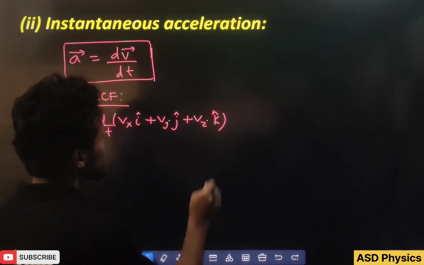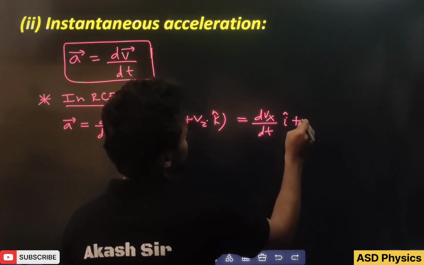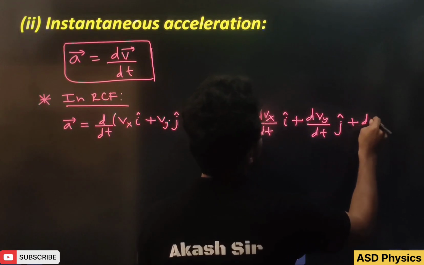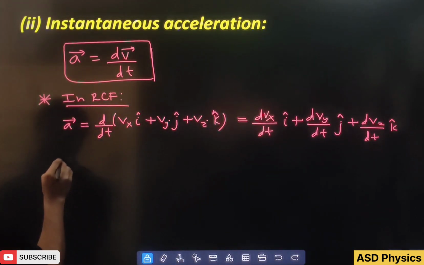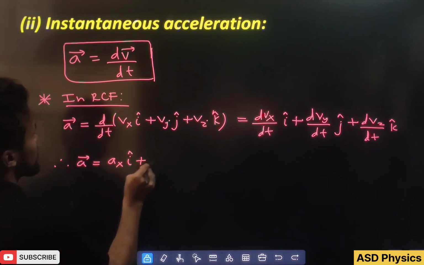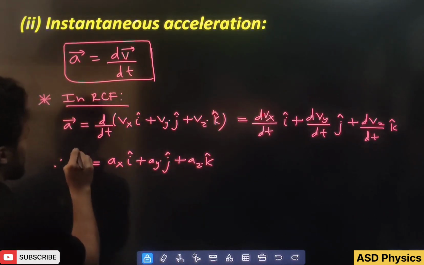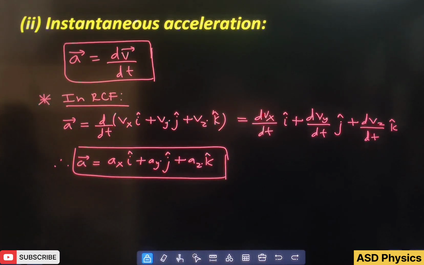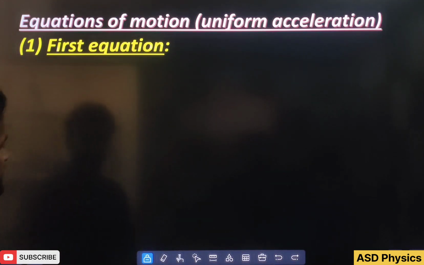Now again, let's simplify this. So what will this become here? dVx by dt i cap plus dVy by dt j cap plus dVz by dt k cap. So hence we can write in rectangular component form, ax i cap plus ay j cap plus az k cap. Okay, so this is my acceleration in rectangular component form. Okay, so we have calculated position vector, displacement, velocity and acceleration.